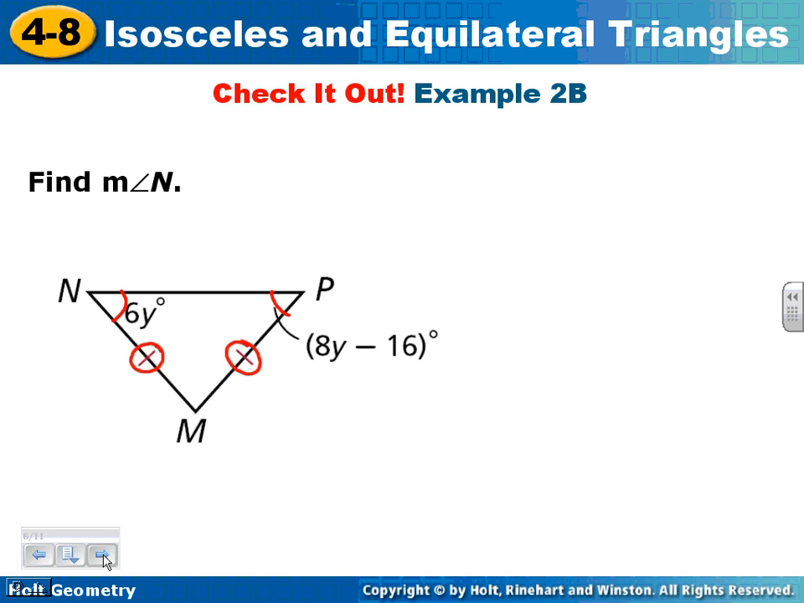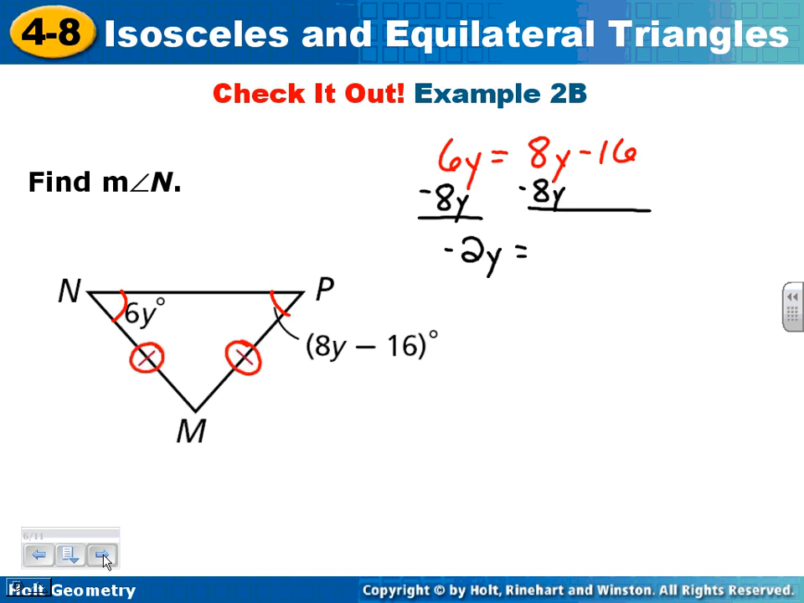Let's see. N and P would be equal, so let's write an algebra equation. I could write 6y equals 8y minus 16. Need to solve that. So let's see. Subtract 8y from each side. Watch your negatives. Negative 2y would be negative 16. Divide by negative 2. So y is 8.